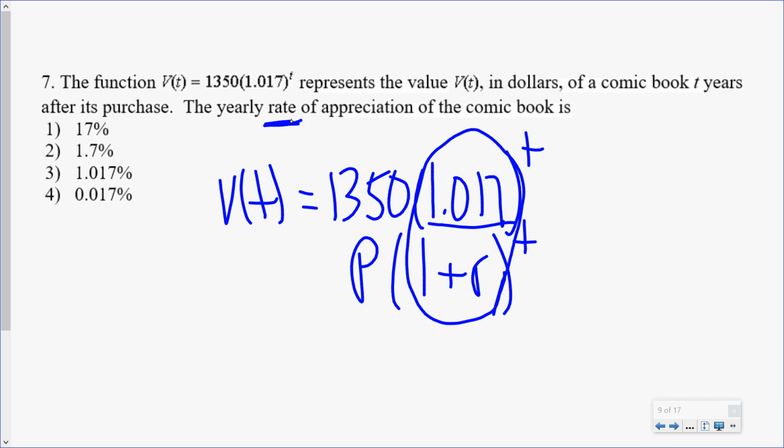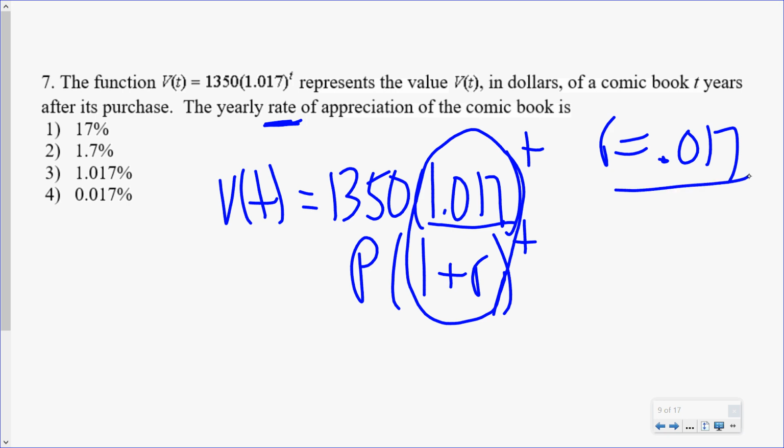Now, we can do this algebraically, but I'd rather not. What are we adding to 1 to get 1.017? We're adding 0.017. The rate is what you're adding or subtracting from 1 inside the parentheses, so this is 0.017 more than 1.